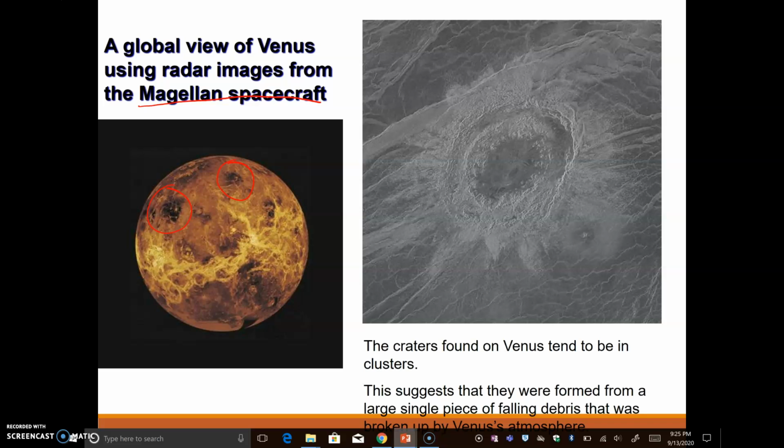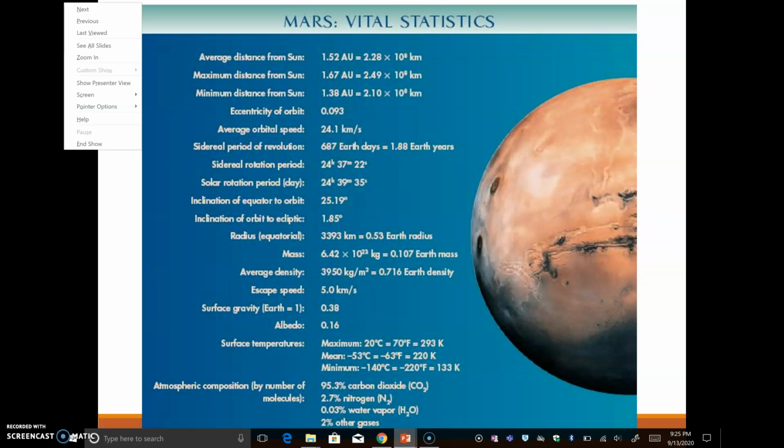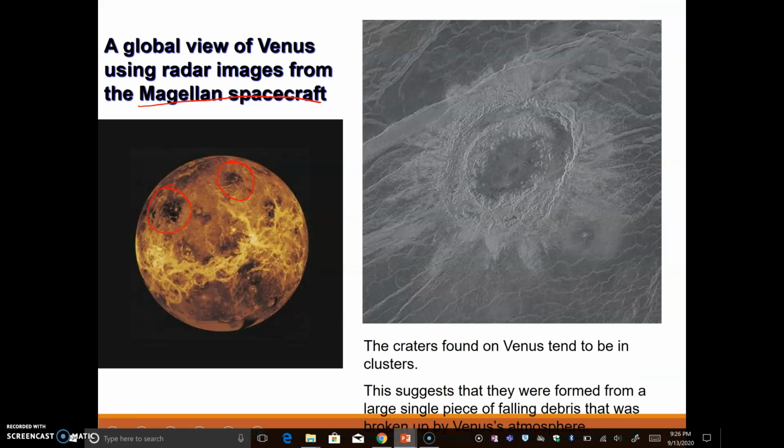This is where we're going to stop. We're going to start with Mars next time. So remember to take our notes. We all should have written notes soon. Make sure we take our written notes here, and I will see you soon.